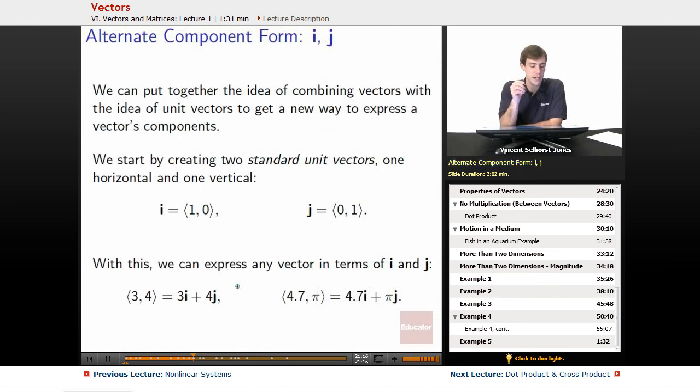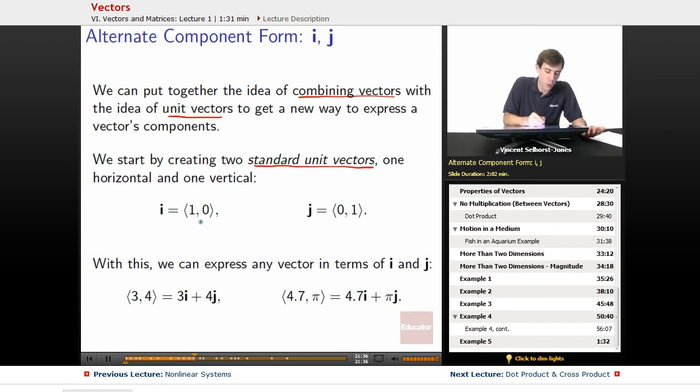All right, now that we've got these two ideas, we can put together the idea of combining vectors with the idea of unit vectors to get a new way to express a vector's components. We start by creating two standard unit vectors, which is really just a fancy way of saying things that make sense and are kind of fundamental. One horizontal, one vertical. So i, bold i, equals 1, 0. It is a unit vector that is purely horizontal, and j, which is 0, 1, a unit vector that is purely vertical, right? This one is just 1 unit long that way, and this one is just 1 unit long that way, purely vertical. And that's what we're seeing there.